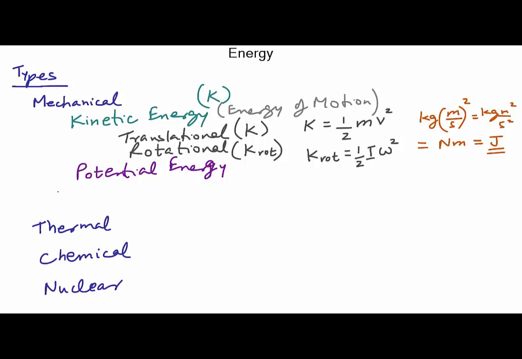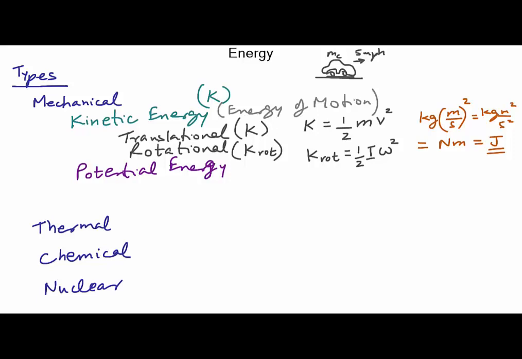Let's take a closer look at translational kinetic energy. So what this tells us is that it depends on the mass and the square of the speed. So if I have a car of mass mc and it's going at a speed of, let's say, 5 miles per hour, it has some kinetic energy. When it's just sitting there, it has zero kinetic energy. But when it's going at 5 miles per hour, it has some kinetic energy.